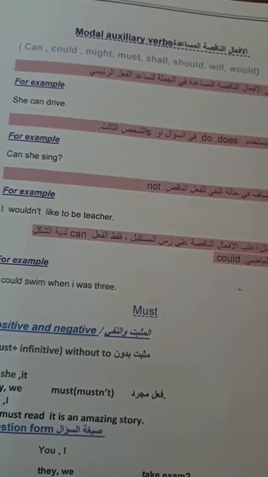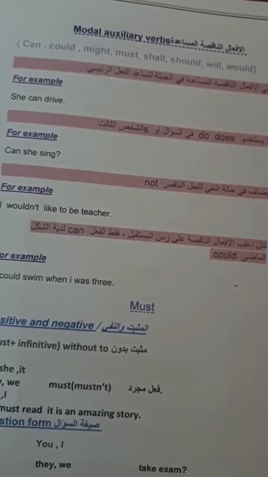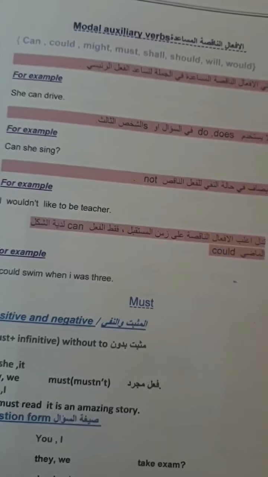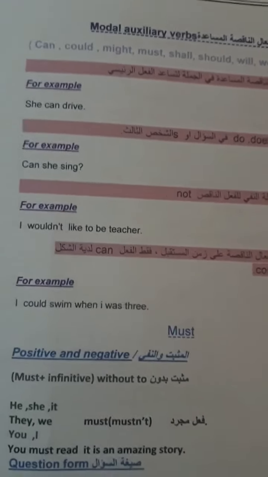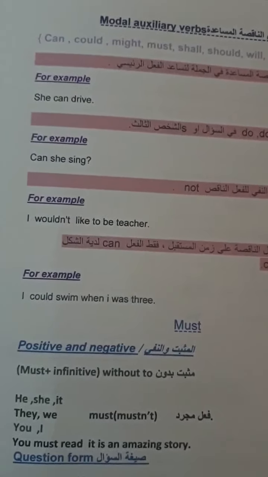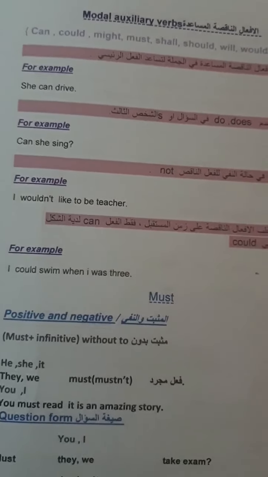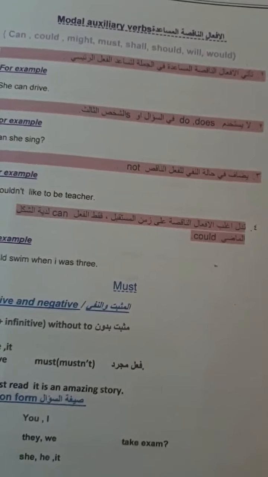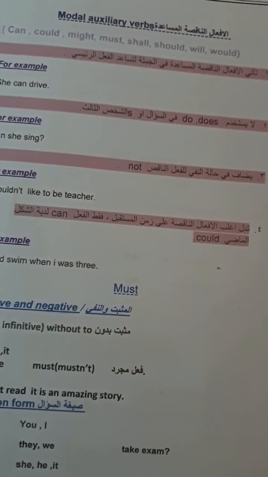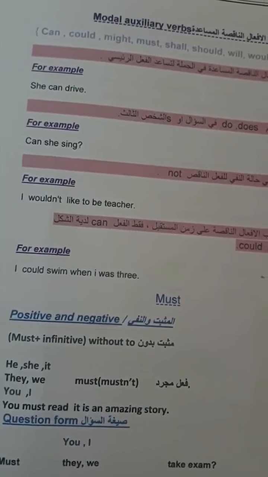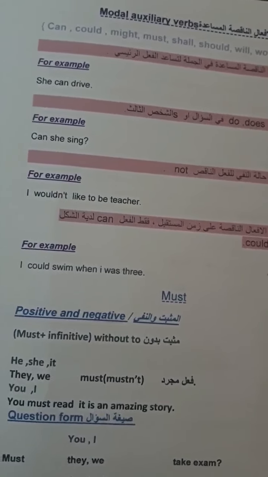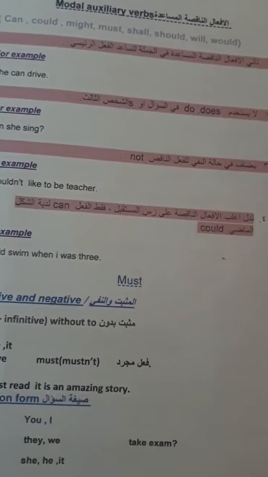وأيضا all subject will be followed by base form of the verb. يعني كل الفواعل راح تتبع بالشكل المجرد للفعل. So for example, can she sing؟ يعني ماكو إضافة اس الشخص الثالث. To form the negative we add not. يعني نضيفون النوت للفعل الناقص المساعد. I won't like to be teacher.